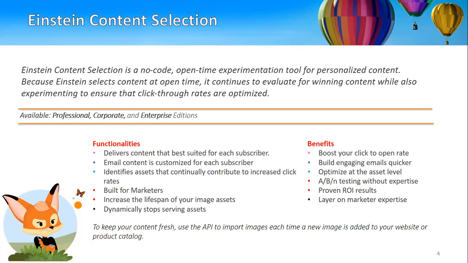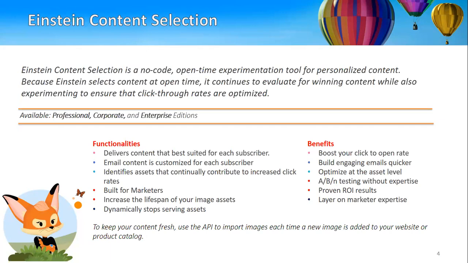So Einstein content selection is designed with marketers in mind. And as we say, marketers are not completely technical, and everything is a drag and drop implementation. So there is no need of any code or any technical knowledge to implement this particular feature. We don't want to rely on a technical team to implement it, and we also don't want it to require SQL knowledge or JavaScript knowledge. This empowers the marketers to conditionally include relevant content in emails that drive subscriber engagement.